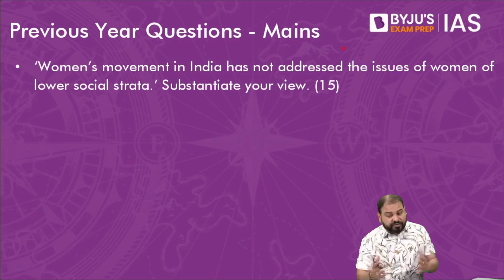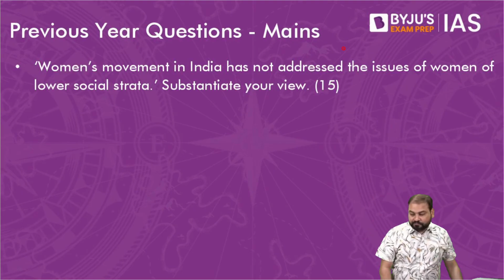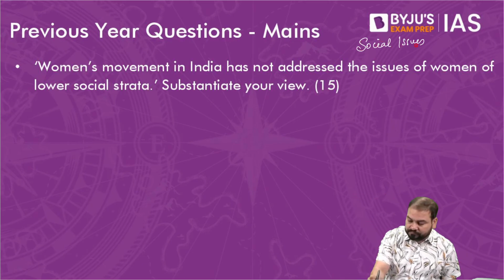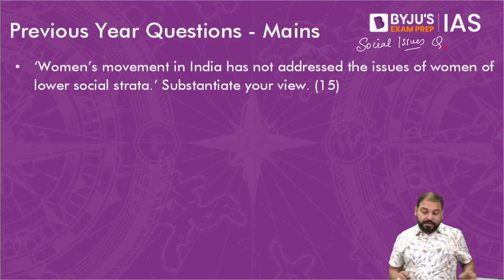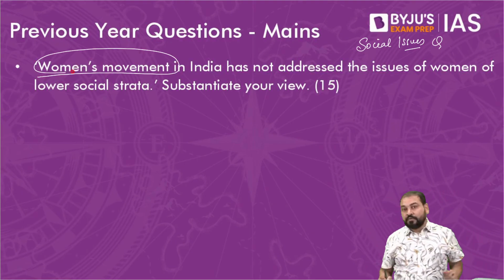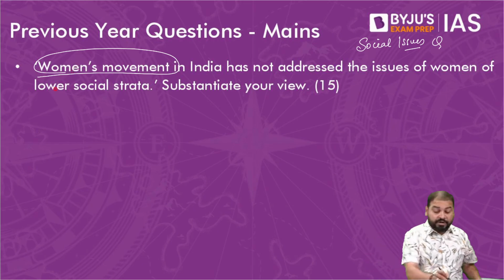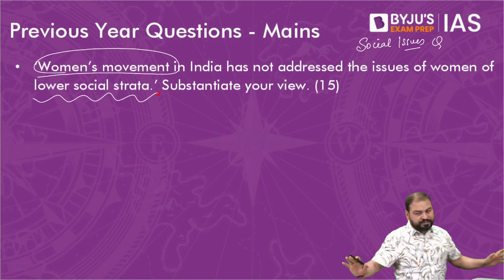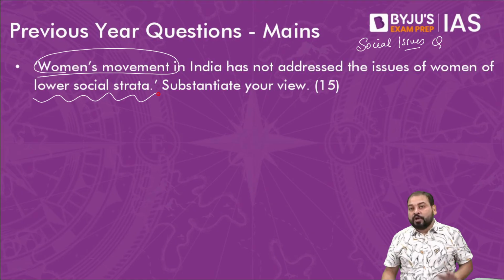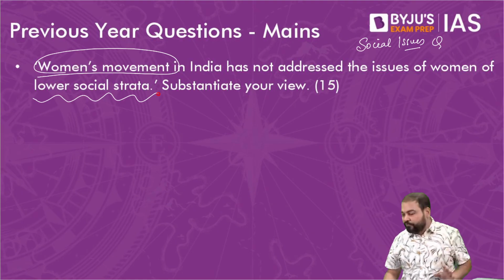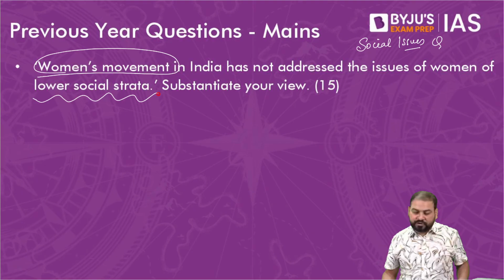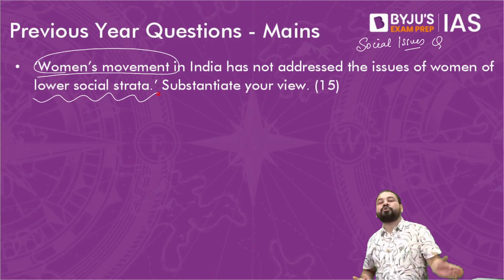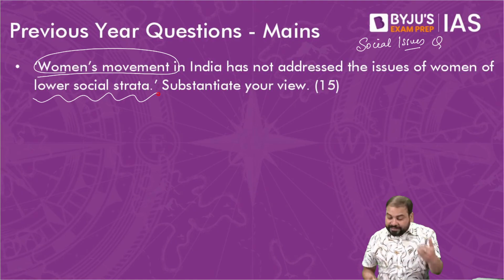Now, this is not a history question. Please read this question. This is not a history question. This is rather a social issues question. Because in social issues, you study the women's movement. And it is saying that the women's movement in India did not address the problems of lower social strata. Very simple question I'm asking everyone: will your knowledge of socio-religious reform movements help you in this social issues question or not? What we studied, you have to use it here. This is not a history question, but think about this.